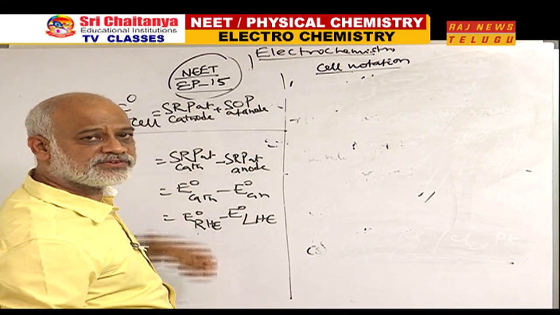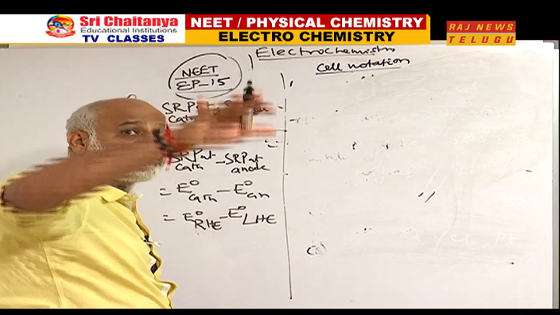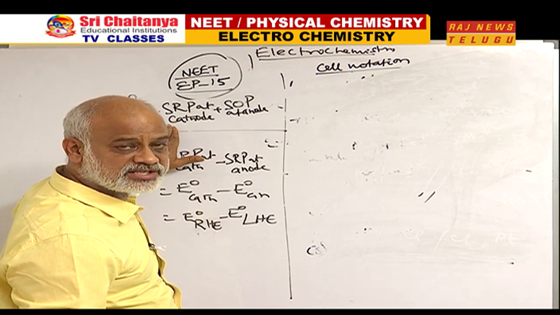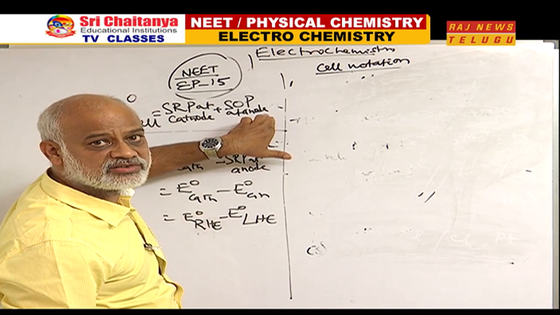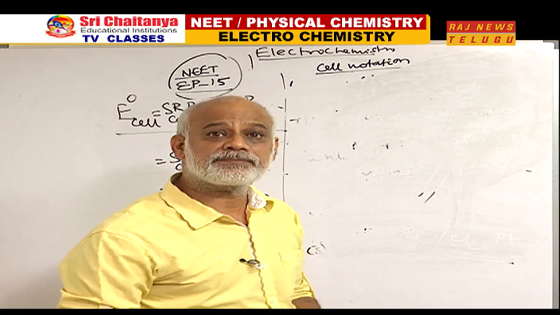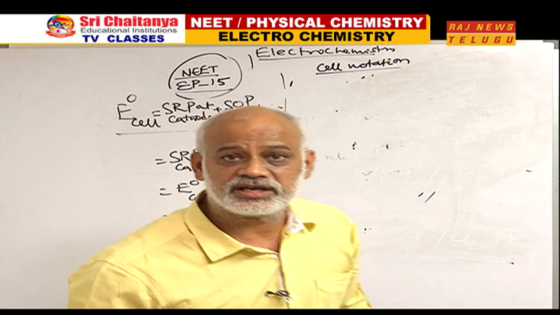Why a plus sign for them? I am not telling their actual value, I am telling the mathematical value. Why plus? Spontaneous at the cathode is reduction, spontaneous at the anode is oxidation. So, the cell potential is equal to SRP at the cathode plus SOP at the anode.